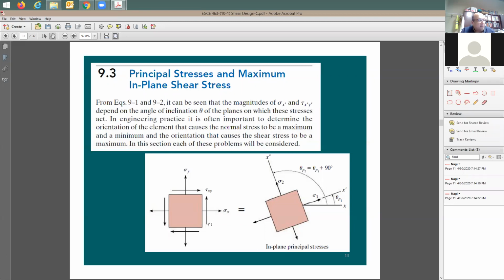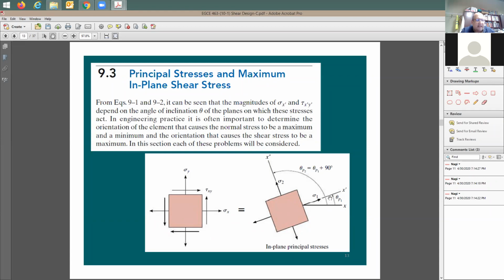At a certain point, the shear stress is going to vanish. It's going to have no effect at all. At that point, we're going to call it the principal stress direction. So the principal stress direction and the principal stresses are going to be those stresses at this point here, where, as you see, there are no shear stresses at all. It's going to be all normal stresses, and the shear stress is going to vanish.